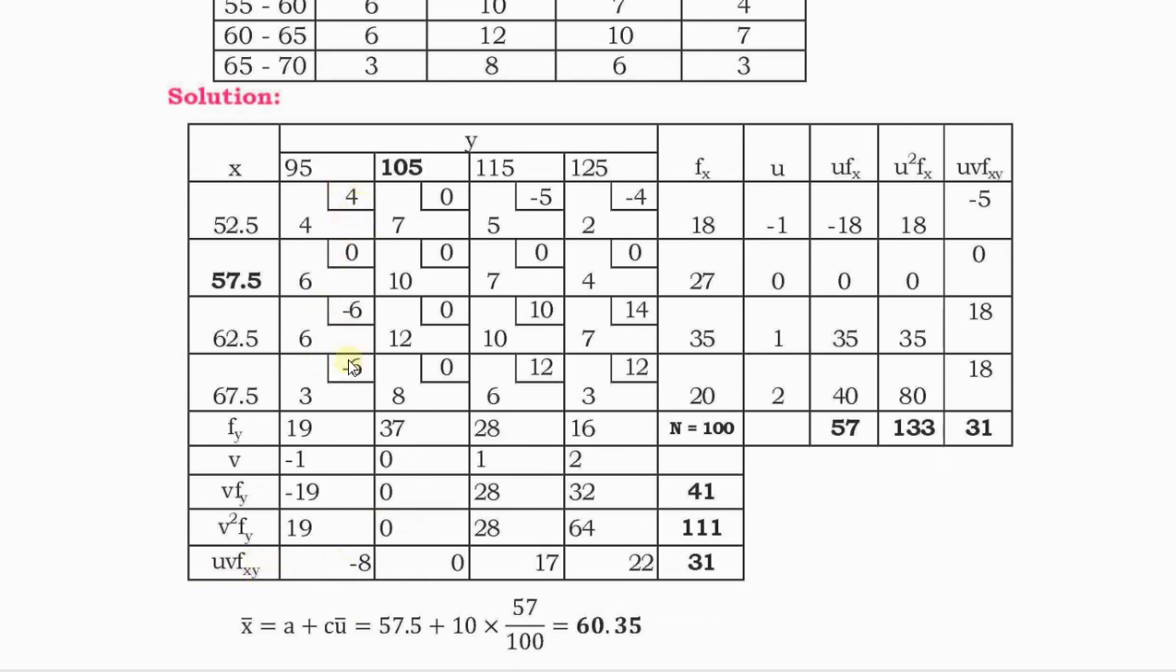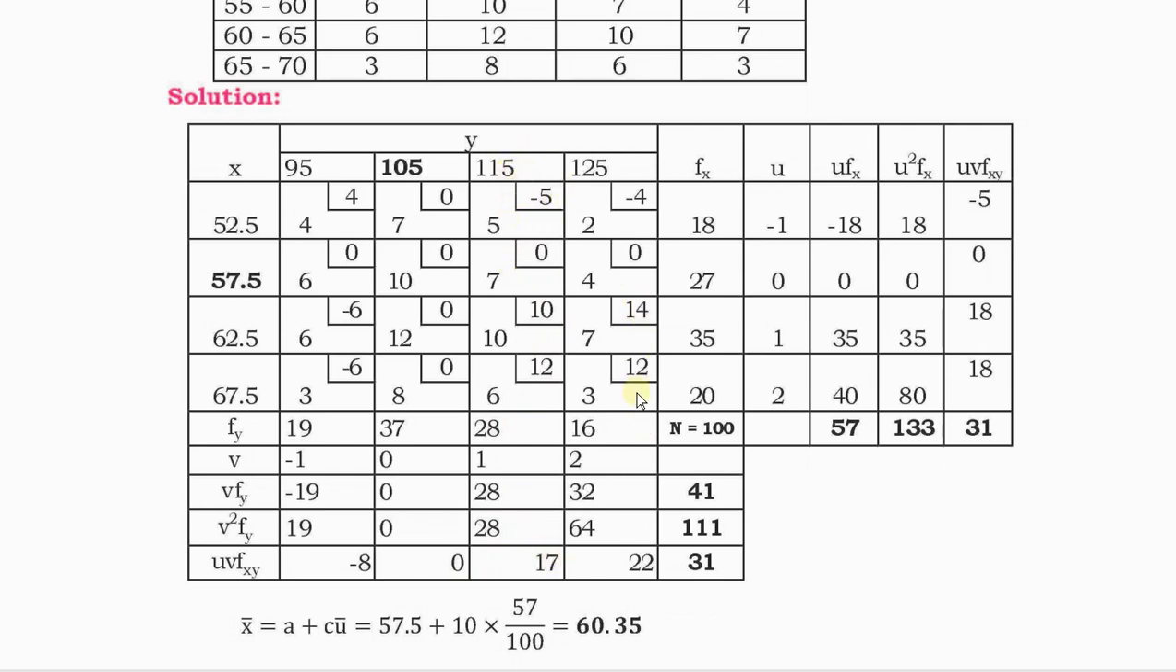And at last, u into v into f of xy. So the numbers have already been calculated while calculating for x, so you don't need to calculate it again. You just have to write the totals in the windows here. So minus 6 minus 6 is minus 12, and minus 12 minus 4 is minus 8. This one will be 0.